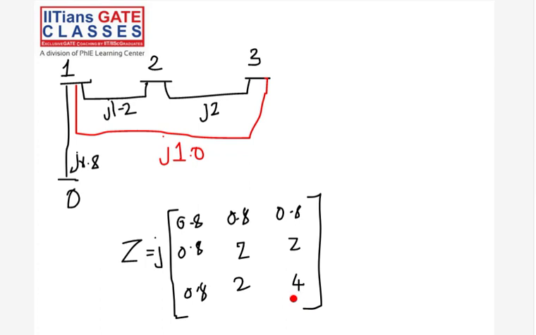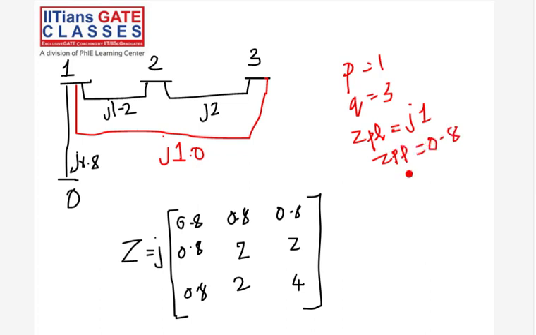So now we are going to add a temporary element. What is P over here? P is equal to 1. Q is equal to 3. Set PL, the new value of the new element that is getting added, is J1. What is set PP? Set PP is 0.8. Set QQ is 4. Right. Now let's look.